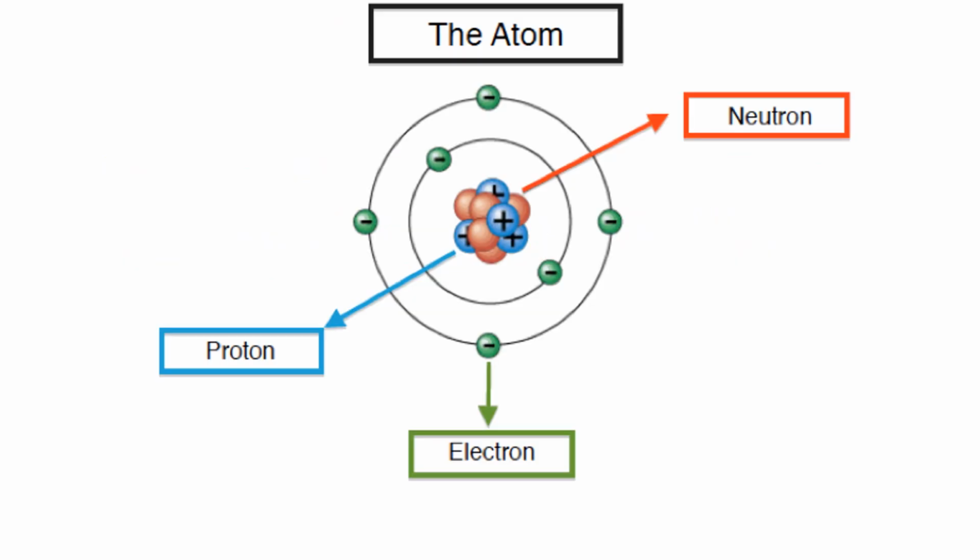So let us take a look again at our illustration of the atom. The atom is the smallest particle of an element, and it is made up of 3 subatomic particles: proton, neutron, and electron. In this illustration, you would see that the protons and neutrons are in the center of the atom, making up the nucleus. So proton and neutron are found in the nucleus.